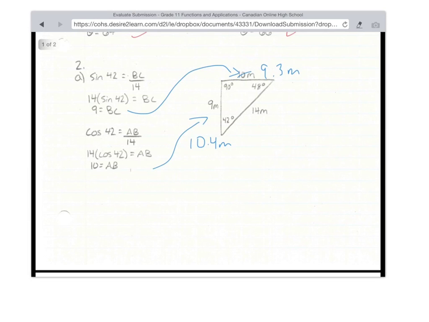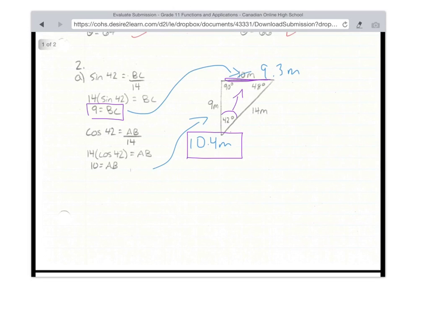So when you're finding sine, you're using the opposite and the hypotenuse. So for the 42-degree angle, opposite is up here. So when you solve, also keep one decimal place unless you're told otherwise. So 9.3 is the distance along the top side here because that's the opposite side in relation to the angle 42 degrees.